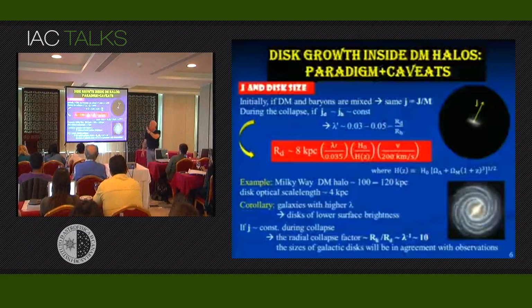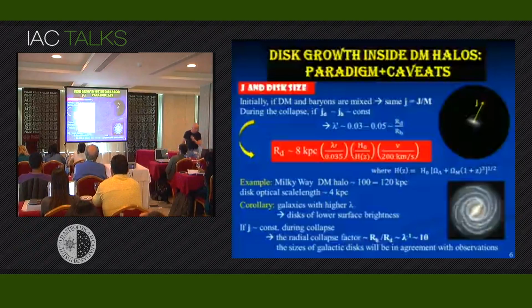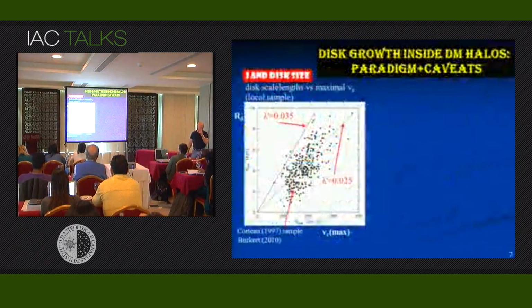So the conclusion that I want to make from what I discussed so far is that if the baryons collapse within dark matter halos and the angular momentum, the specific angular momentum, is conserved, then all that is needed is a collapse by a factor of 10. And this is in rough agreement with observations.